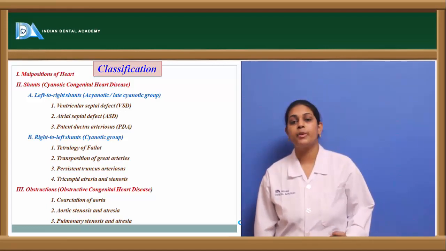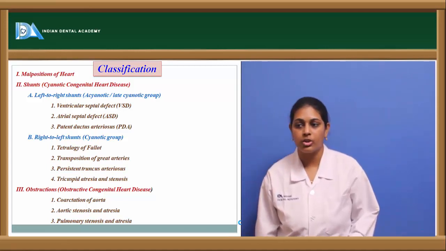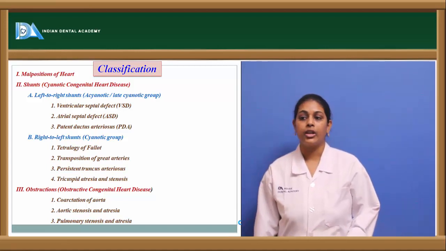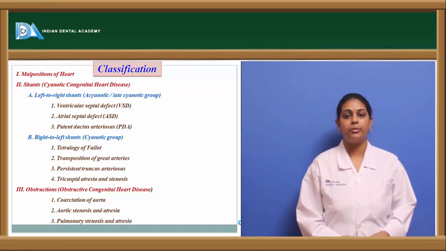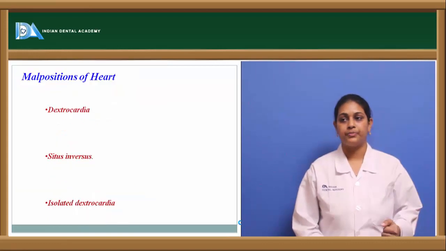And amongst them, it is because of the coarctation of the aorta, or otherwise because of aortic stenosis or aortic atresia, or otherwise because of pulmonary stenosis or pulmonary atresia. So there is a classification for congenital heart disease.